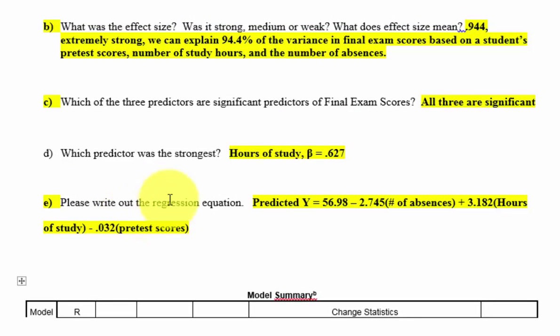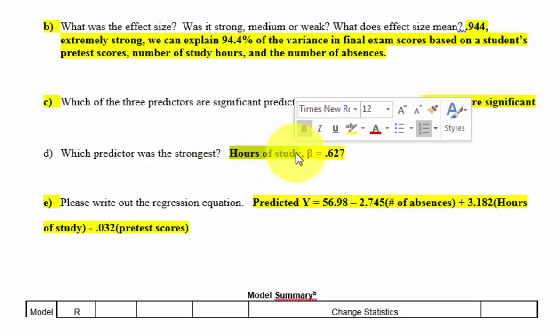A lot. Okay, so in other words, you can explain about 94% of the variance in the final exam scores based on how many times they've been absent, how many hours a week they study, and what their pretest scores was. Okay, so which of the three predictors were significant? They all were significant. Which was the strongest? It was the hours of study because it had the strongest beta weight of 0.627.